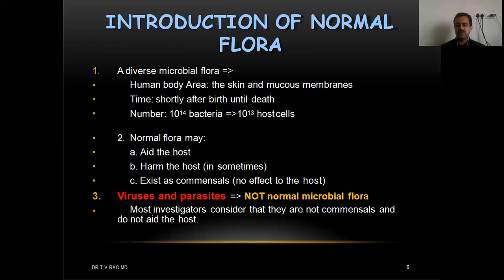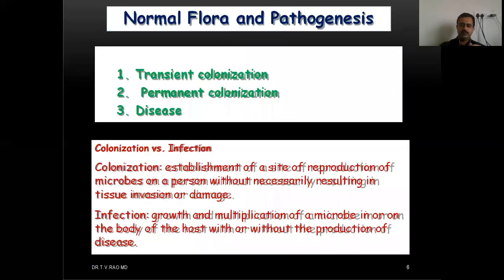So viruses and parasites are absolutely not at all the normal flora of the human body. Because viruses and parasites are said to cause pathogenic effects, they cannot be considered under normal biota. Most investigators consider they are not common cells and do not aid the host. So there is absolutely no help from parasites and viruses inside the human body, and therefore viruses and parasites will not be considered under the normal flora of the human body.